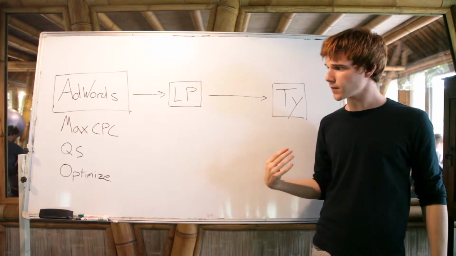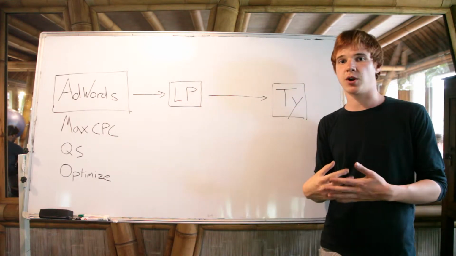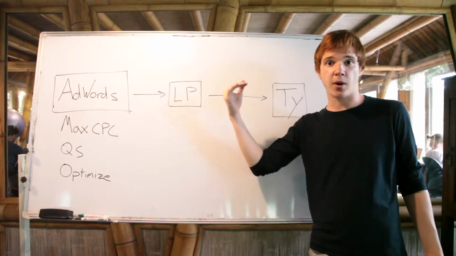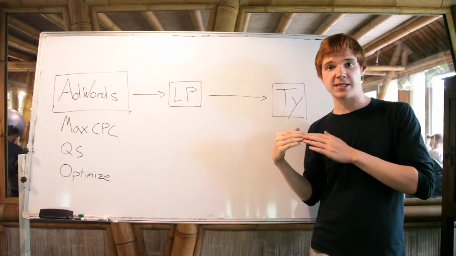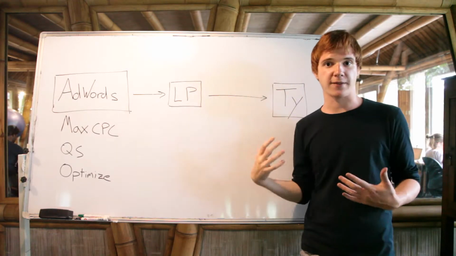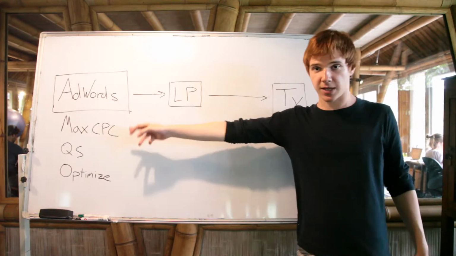Something that's spoken about a lot is quality score and how that's of huge paramount importance in AdWords, because if you up your quality score, you lower your max CPC, meaning that you're getting the same traffic for cheaper, which in turn maximizes your ROI. So we'll talk a little bit about that.